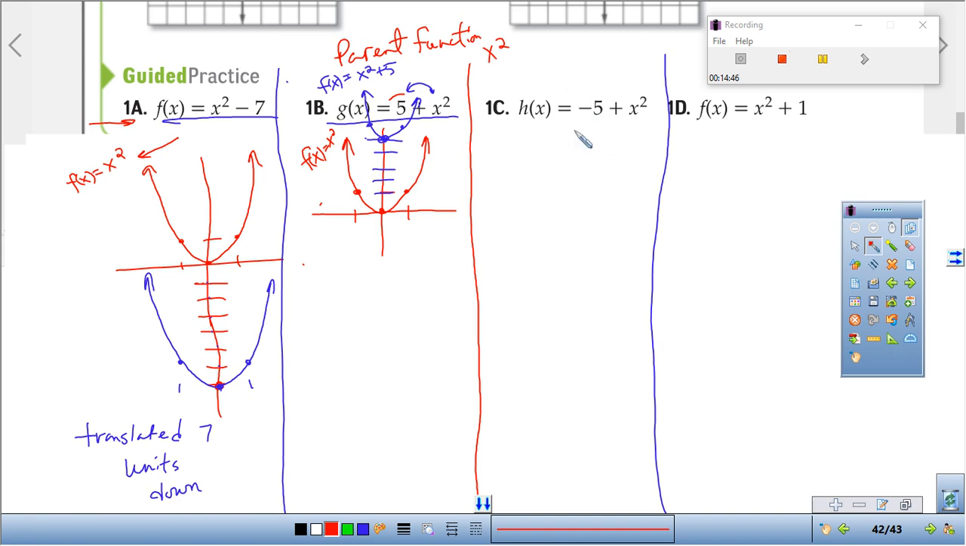Okay, graph this one, guys. Graph the original one. I'm going to do the original one. Can anybody tell me what the parent function is? Parent function, guys.